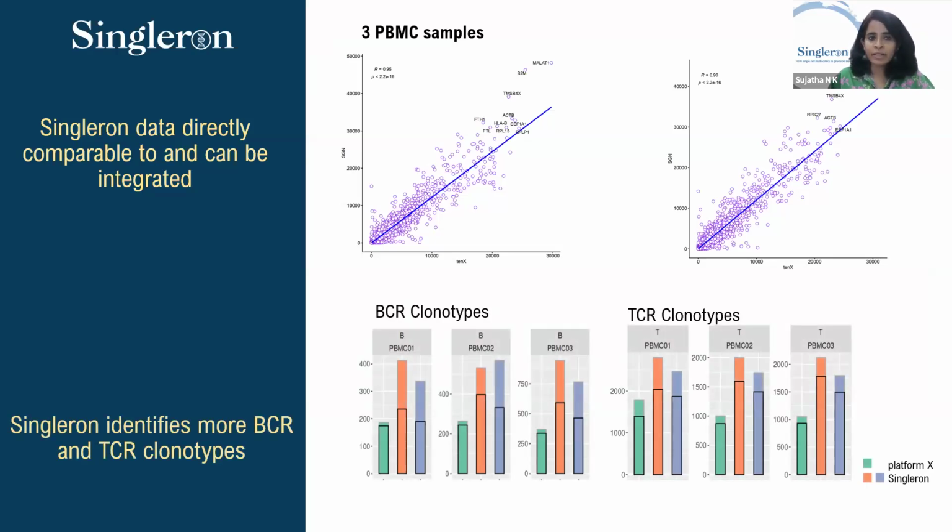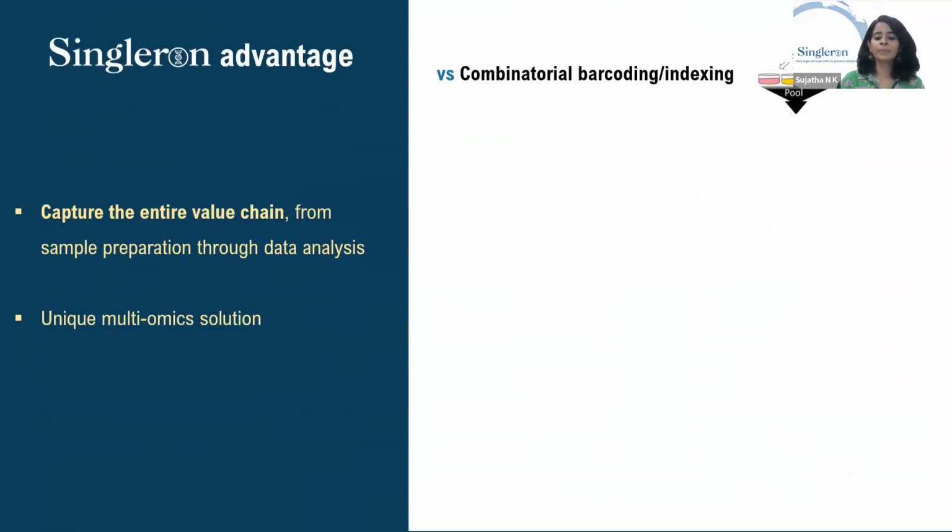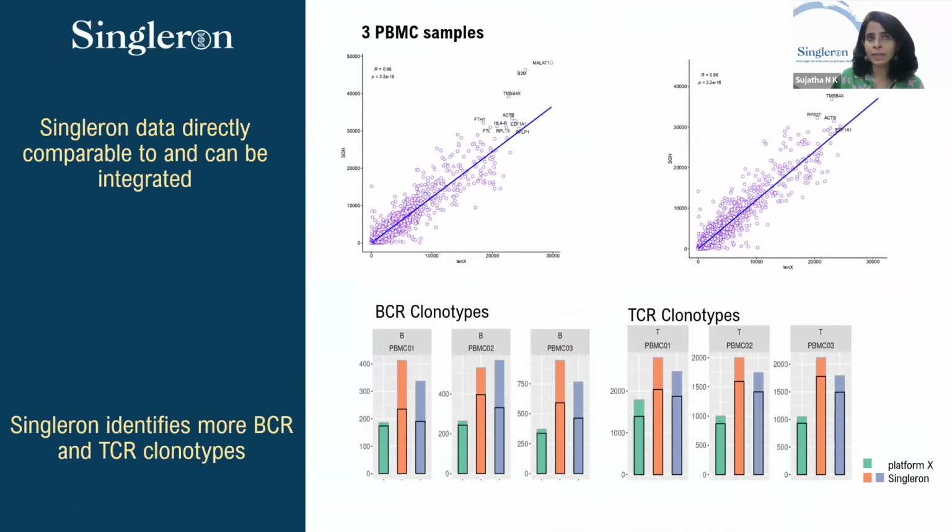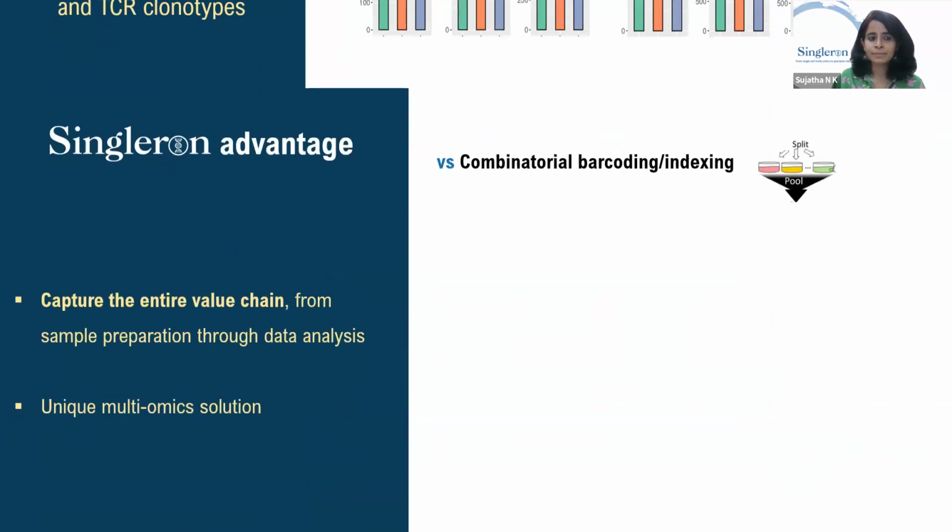And this is the same that we see when we use our BCR, TCR, BDJ kits. So here's just some data comparing droplet-based technology with ours. We identify more BCR and TCR clonotypes as well. So all in all, the takeaway is that we are able to give you the same quality of data in a more cost-efficient manner.